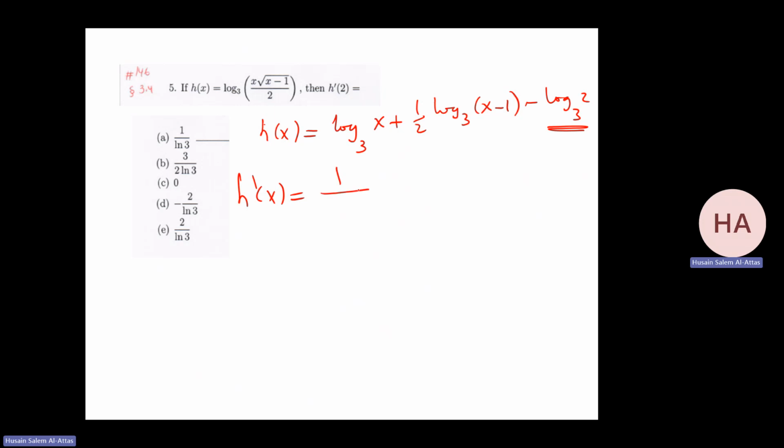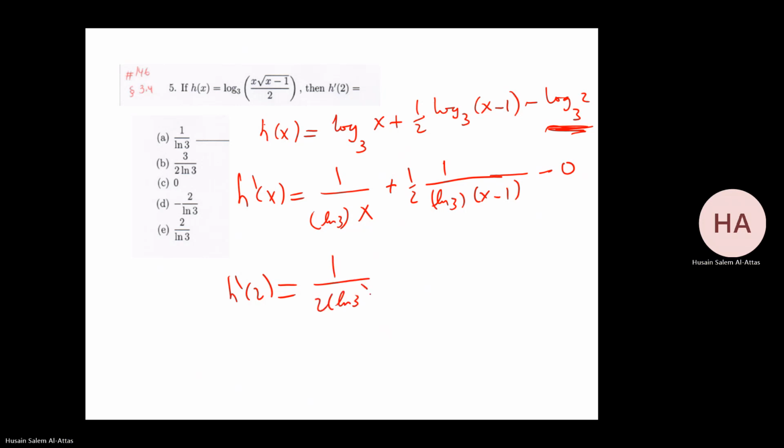This is 1 over ln 3 times x plus half 1 over ln 3 times x minus 1. The derivative of this is 0, minus 0. So I have now h prime at 2, 1 over 2 ln 3 plus what? 1 over 2, 2 minus 1 over ln 3 also. So I have 2 over 2, so I have 1 over ln 3, which is this.